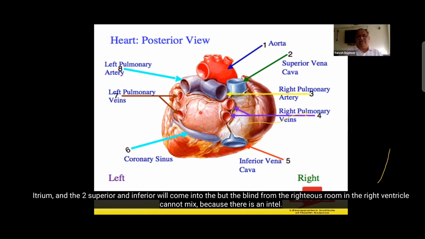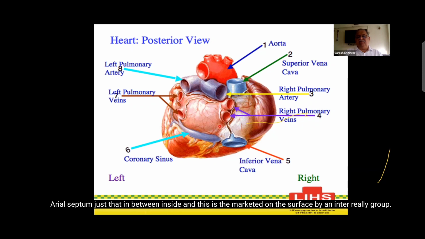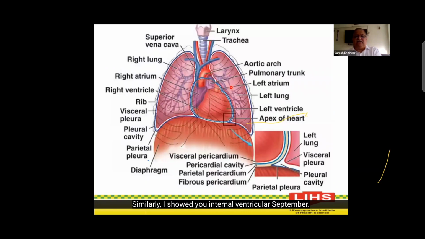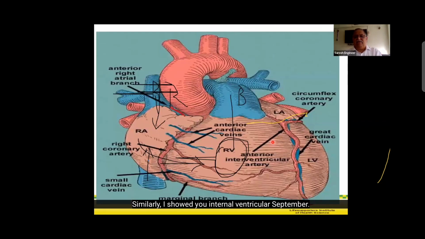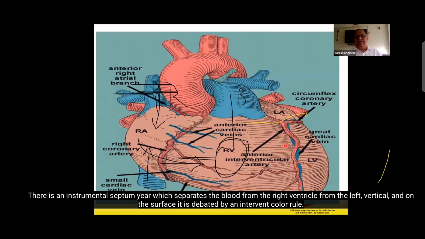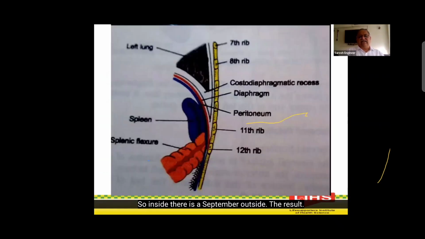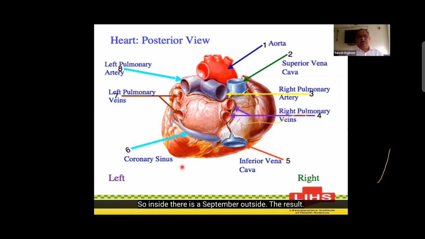But the blood from the right atrium and the left atrium cannot mix, because there is an interatrial septum in between, inside. This interatrial septum is demarcated on the surface by an interatrial groove. Similarly, I showed you the interventricular septum, which separates the blood of the right ventricle from the left ventricle. On the surface, it is demarcated by an interventricular groove. So inside there is a septum and outside there is a groove. This is the continuation of the interventricular groove posteriorly. This much is the posterior interventricular groove.